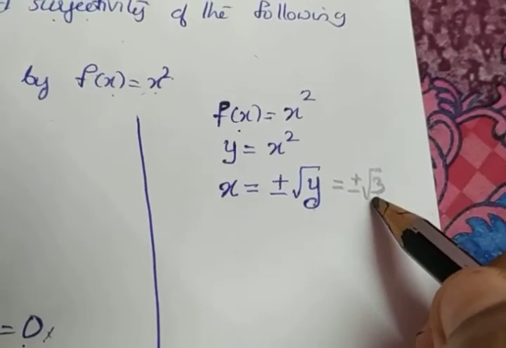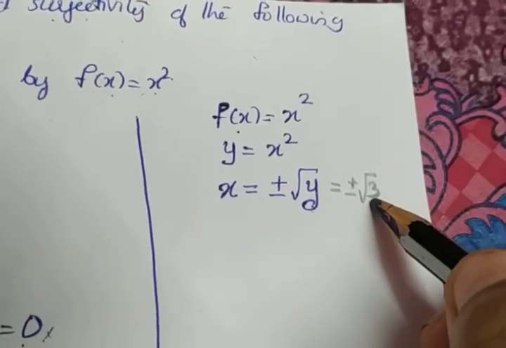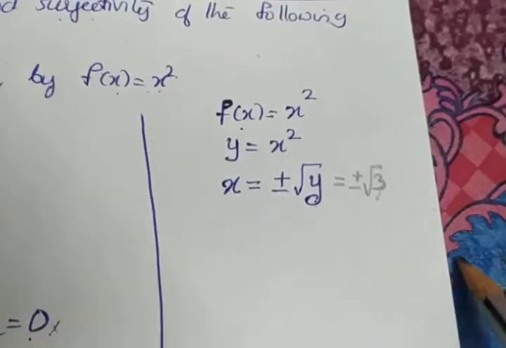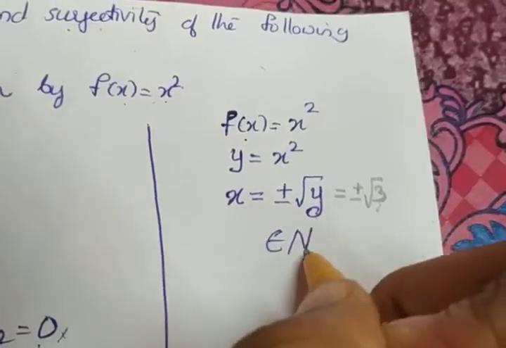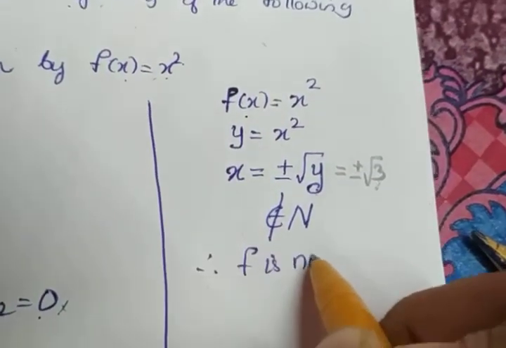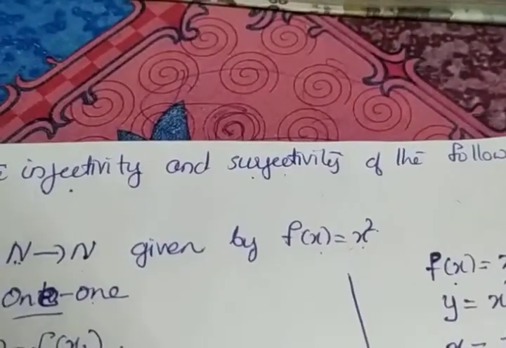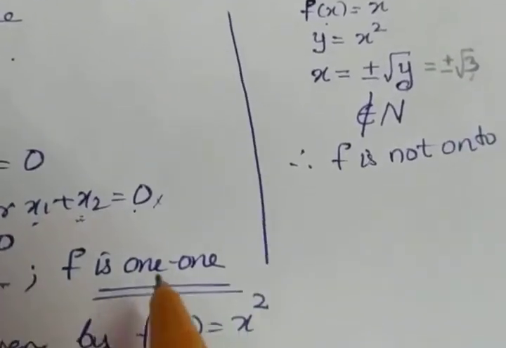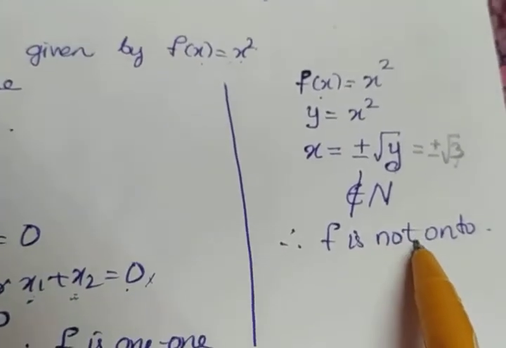But there are cases in which the number is not a perfect square, where even the positive square root is not a natural number. That means it does not belong to N. Therefore, what is the conclusion? f is not onto. So the question was to check whether it is injective and surjective. So we are coming to the conclusion that it is injective but not surjective.